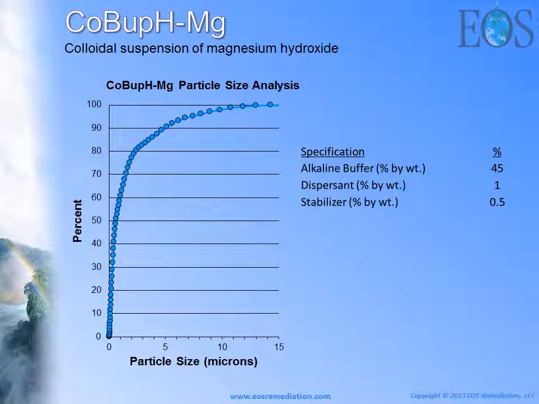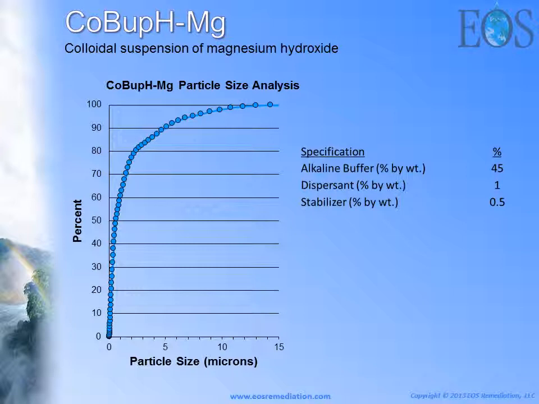The first thing I point your attention to is the specifications on the right side. This CoBuff MG product is going to be 45% by weight alkaline buffer, or magnesium hydroxide, and then a proprietary blend of dispersants and stabilizers. This is what allows the material to stay suspended and distribute in the aquifer.